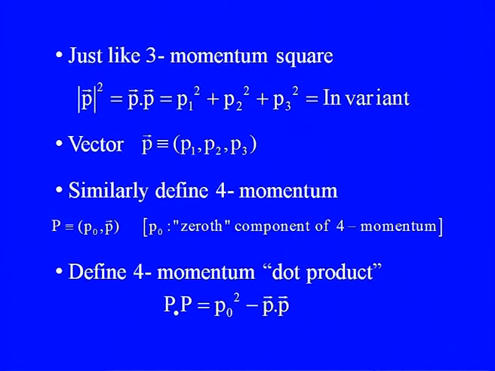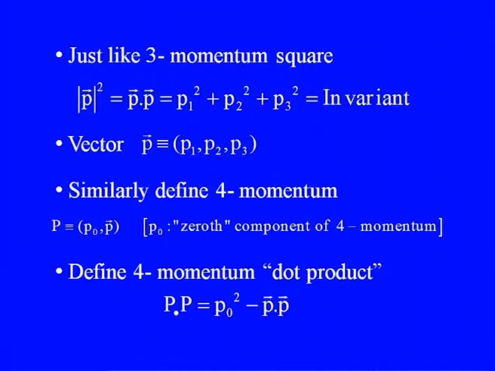The 3 vector is the one in which we put the vector sign, and it has 3 independent components. Now, we can define a 4 momentum, capital P, which of course has 4 components, and in consonance with the 3 momentum we had earlier, P1, P2, P3, denoted by vector P, we have the first part as P0.